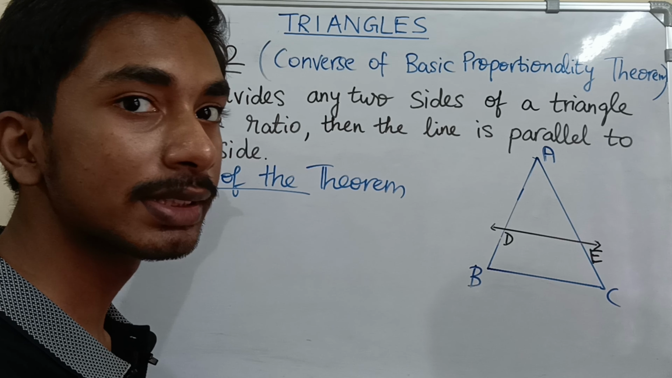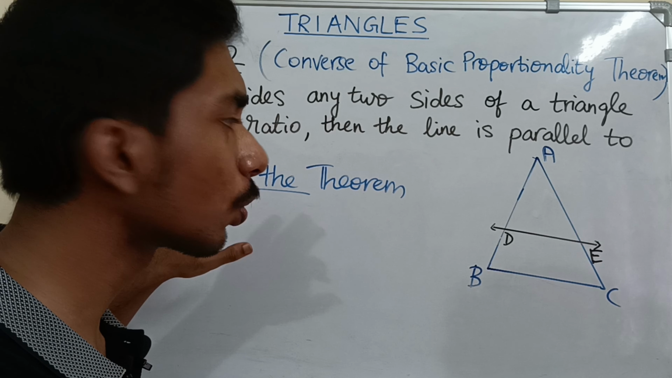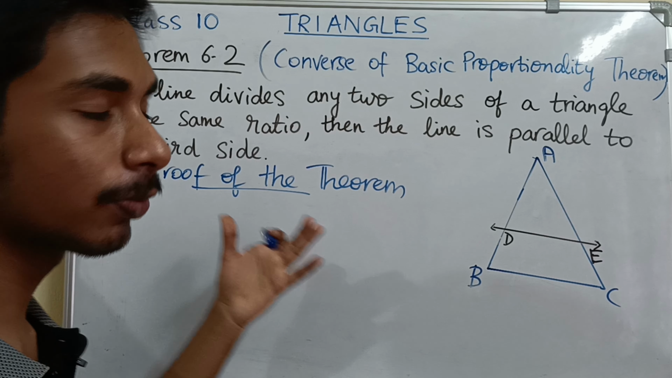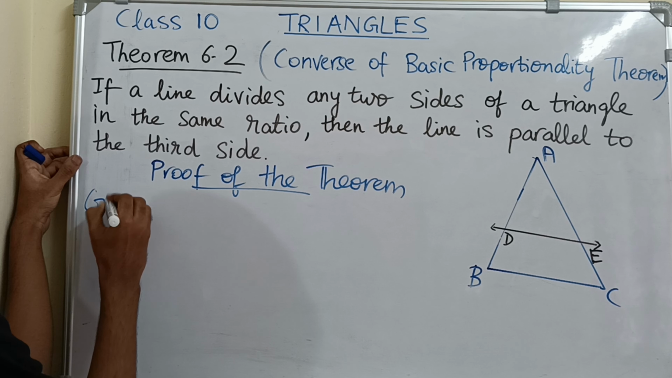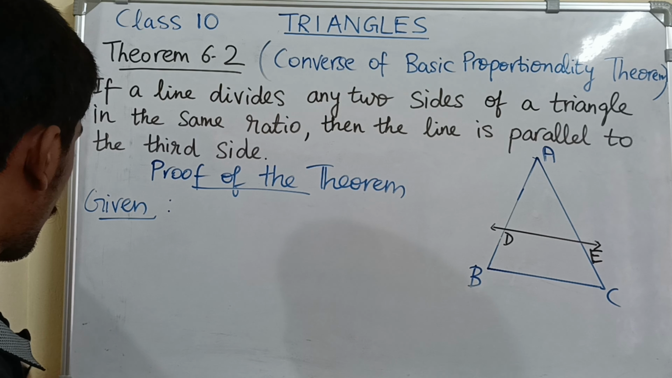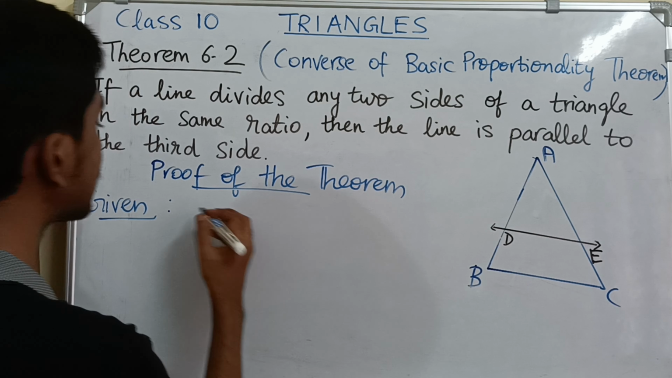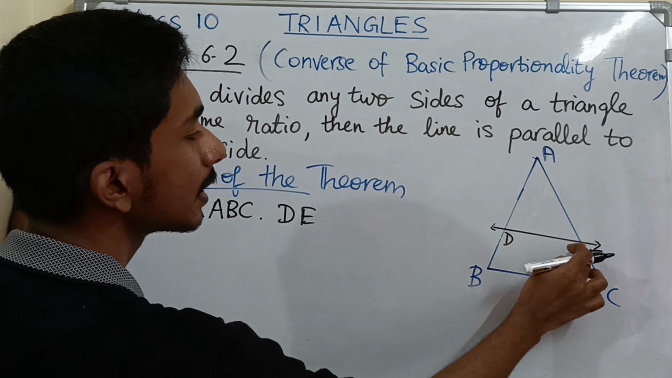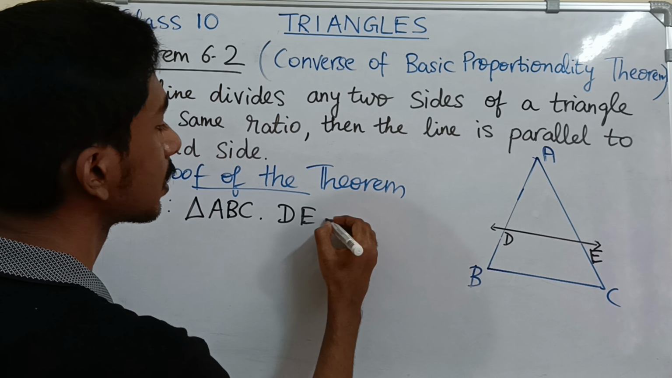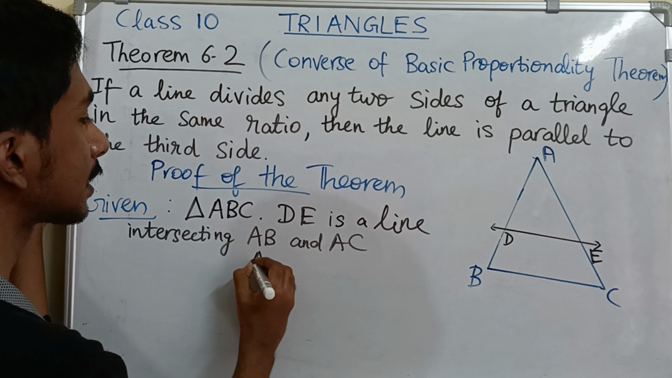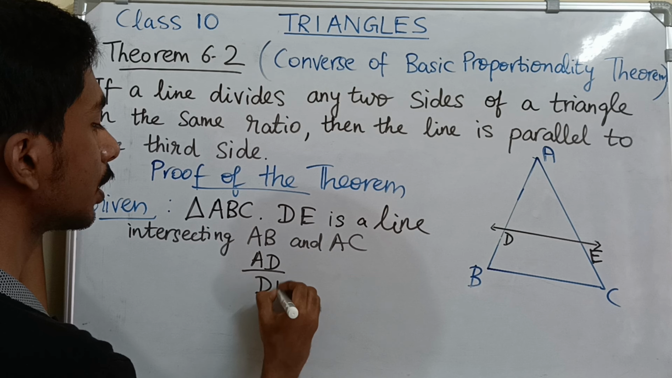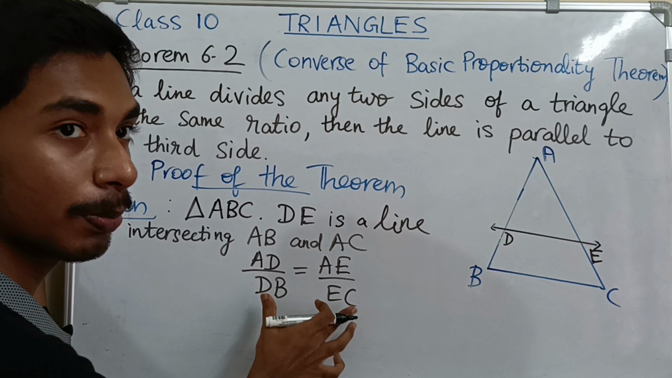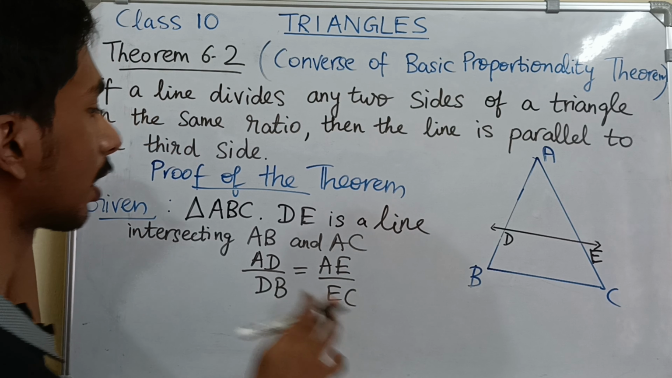This is a theorem, so it has a proof. This proof is to know why this theorem works every time. So now we will do the proof. To start the proof, we have to write the given information first. What is given? We have triangle ABC, and the line DE intersecting AB and AC. And the main information given is AD by DB is equal to AE by EC. From this information, we have to prove that DE is parallel to BC.